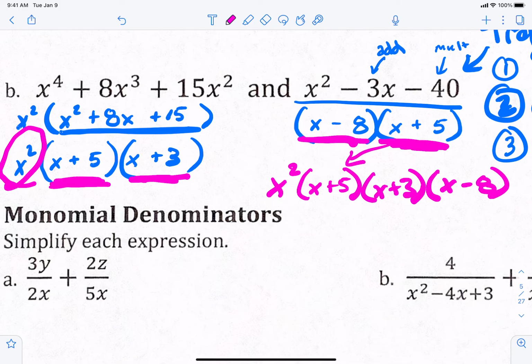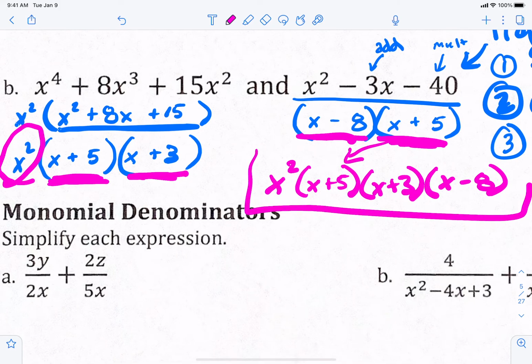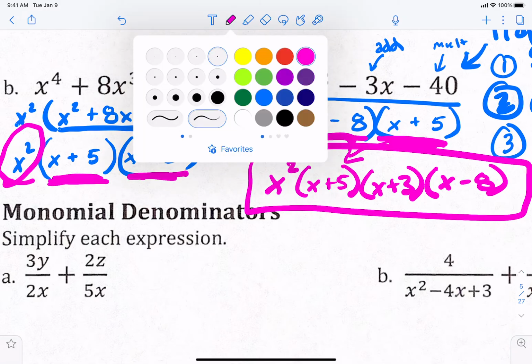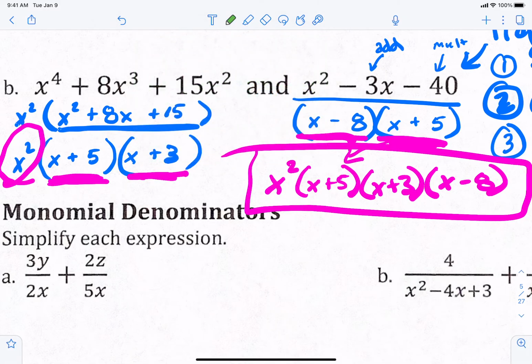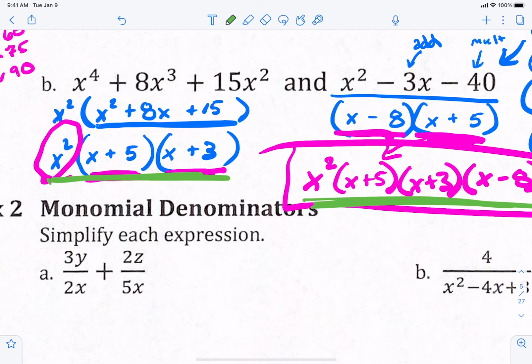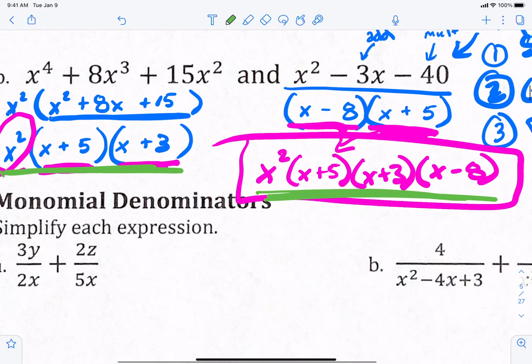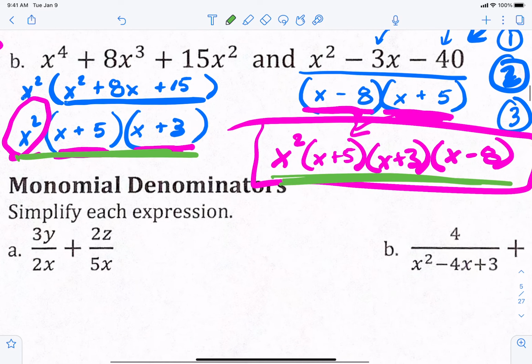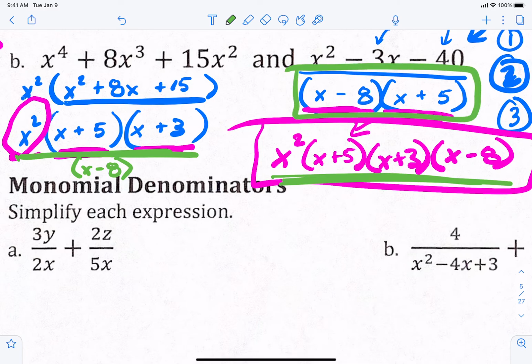Okay, now, this is my least common multiple. But we're going to do one better than that, and I'm going to get you guys ready for the next step. If this is my least common multiple, what does this guy not have that he needs out of there? He needs an x minus 8, so write that right below it. That's going to be the next step, okay? He needs an x minus 8. This guy right here, what does he not have that he will need?